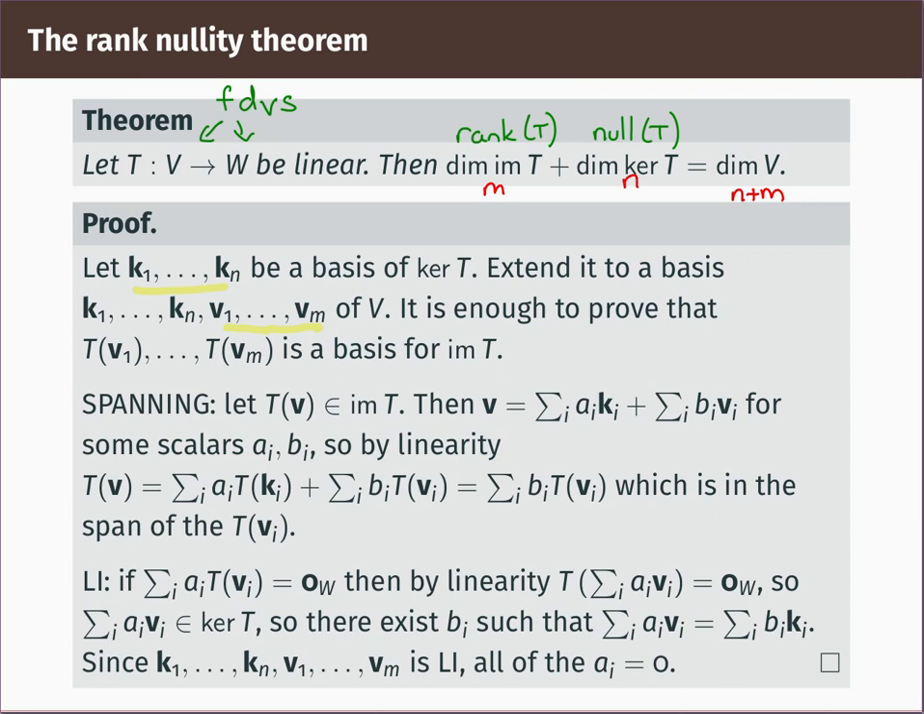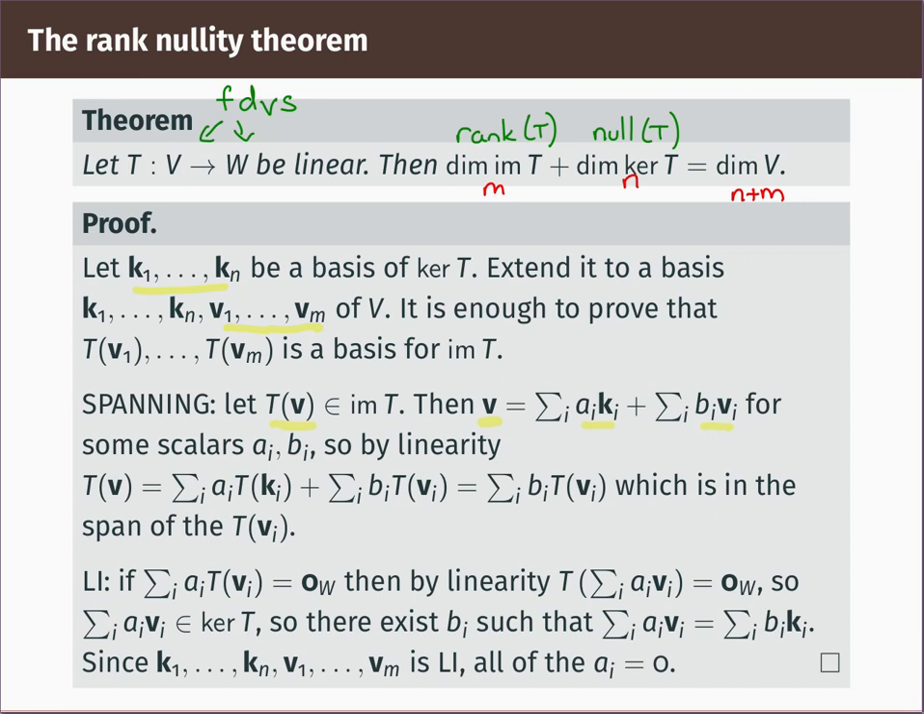Okay, so let's prove that T of V1 up to T of Vm is a spanning sequence for the image of T. So we'll take any vector in the image of T, so T of some element V of the domain of T, and we have to prove that that is equal to a linear combination of T of V1 up to T of Vm. But what we know is that the vectors k1 up to kn and v1 up to vm are a basis of V. So we can write the V here as a linear combination of the k's and the v's, where the scalars involved in that linear combination, we'll call those a's and b's.